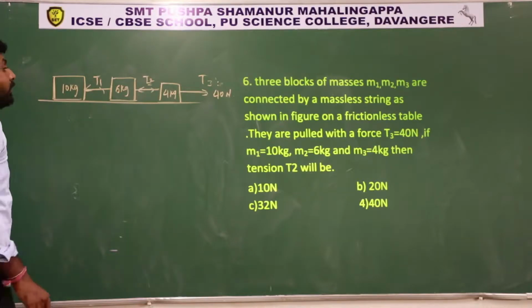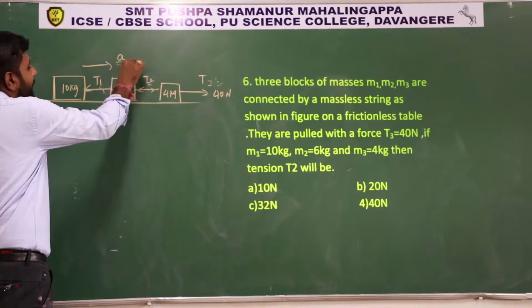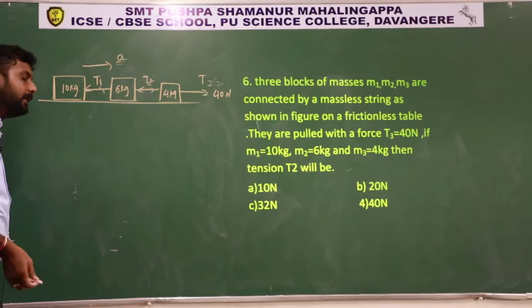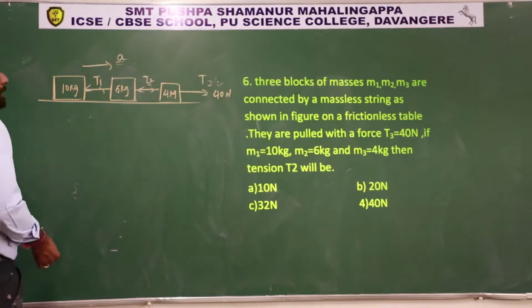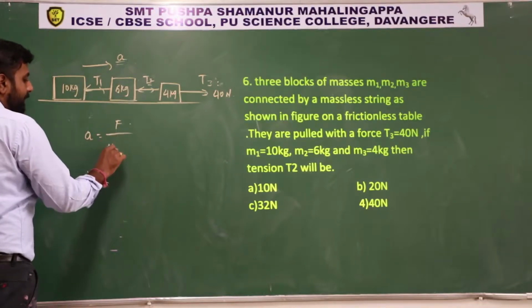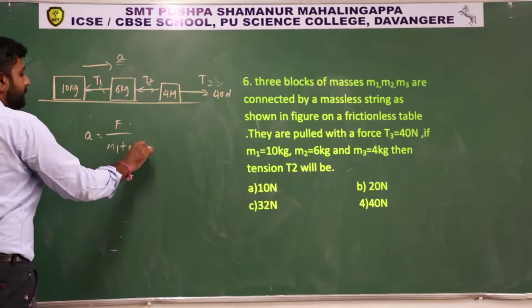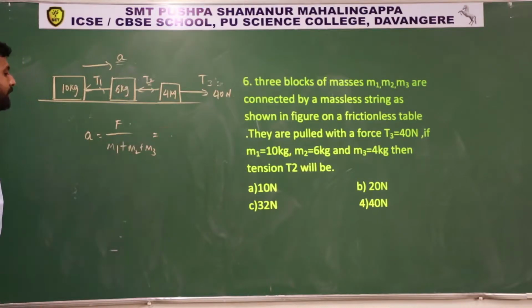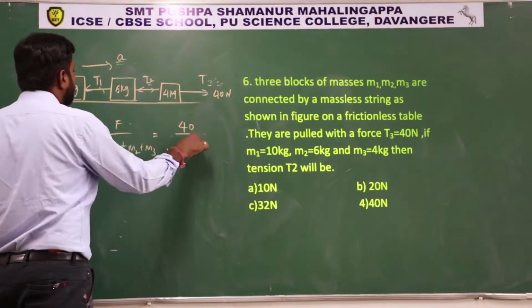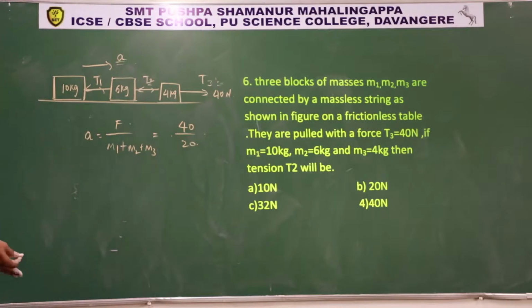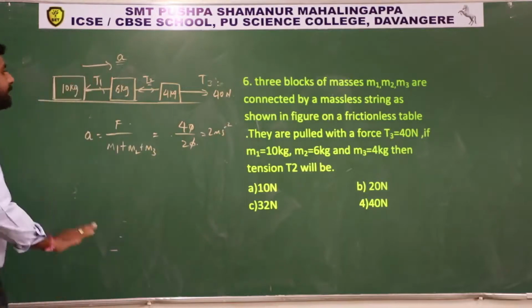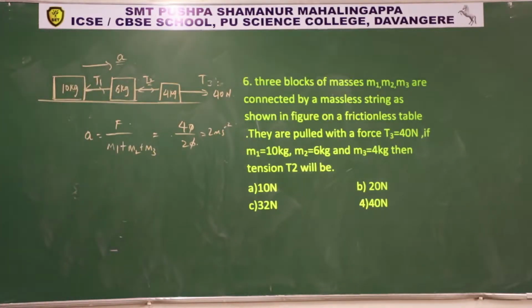Again, this system will move with some acceleration, right? If one body is moving with a, then the 4 kg also will move with the same a. Then directly you can find the acceleration: a equals F by m1 plus m2 plus m3. The force F is 40 Newton. The total mass is 20 kg, isn't it? So you will get 2 meter per second square. That means each and every block is moving with 2 meter per second square.